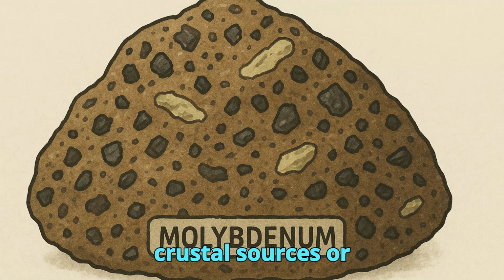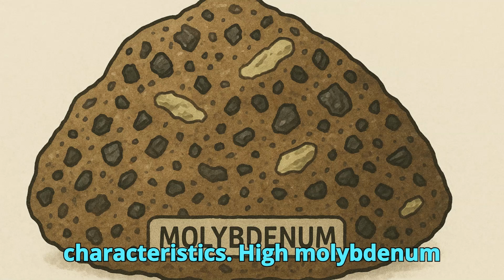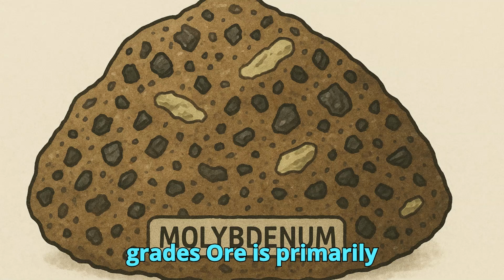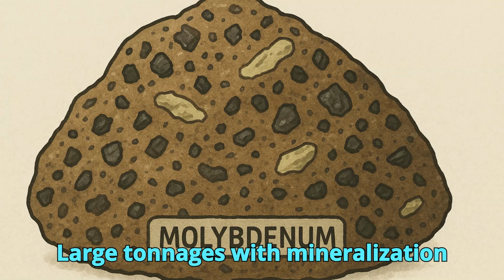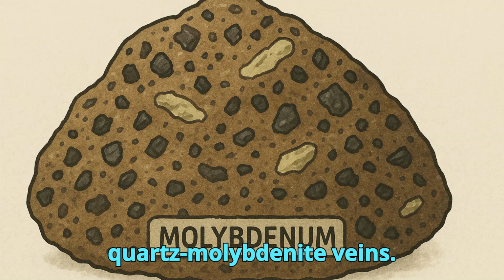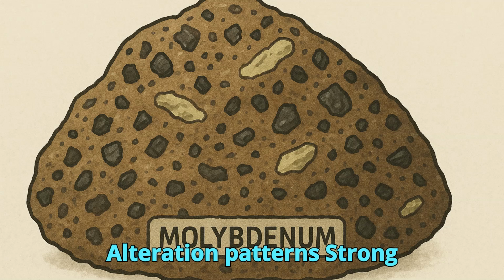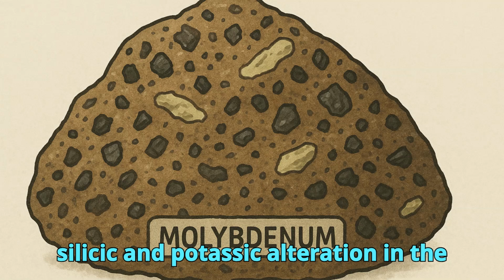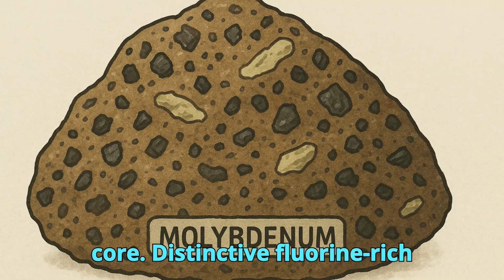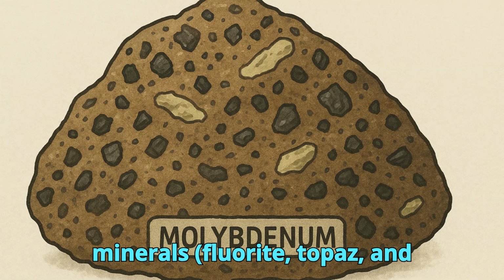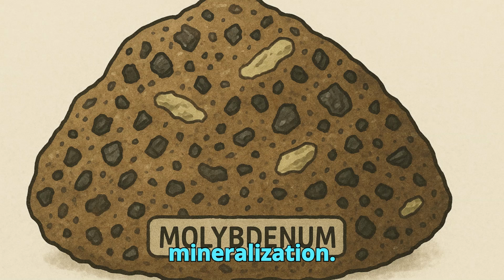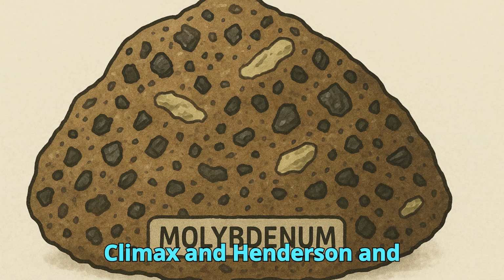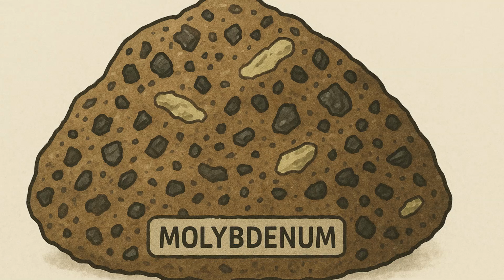Ore characteristics. High molybdenum grades. Ore is primarily molybdenite with little to no copper. Large tonnages with mineralization concentrated in stockwork quartz-molybdenite veins. Alteration patterns. Strong silicic and potassic alteration in the core. Distinctive fluorine-rich minerals, fluorite, topaz, and zinnwaldite mica, may accompany mineralization. Examples: Climax and Henderson, USA, Endako, Canada, Questa, USA.